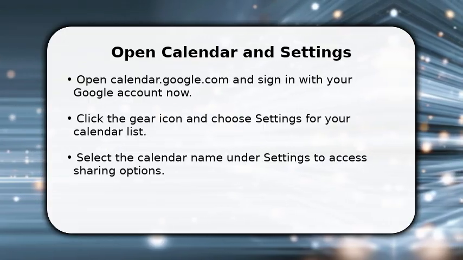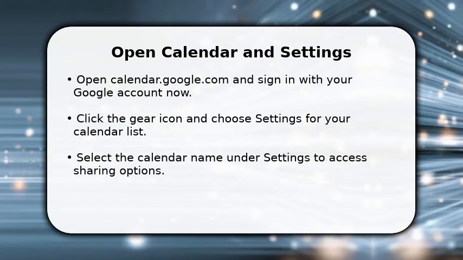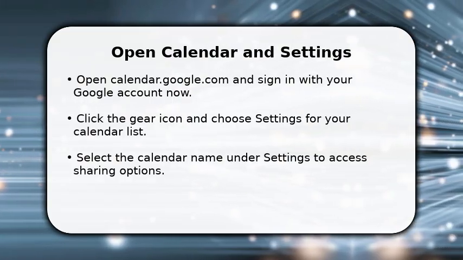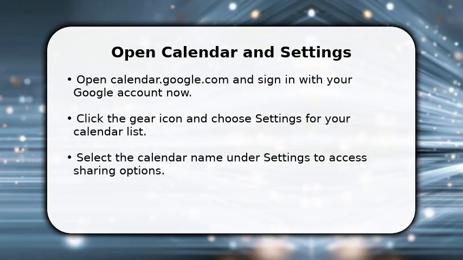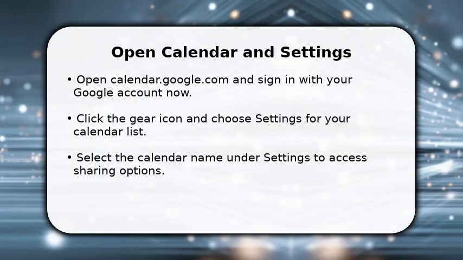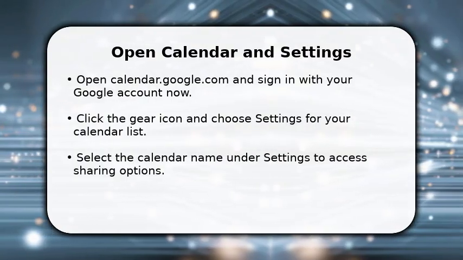In Settings, find the section labeled Settings for My Calendars on the left side. Click the specific calendar name you want to share in that list. This opens the calendar details where sharing and access controls are located for that specific calendar.